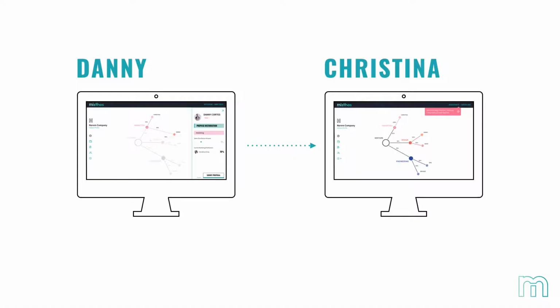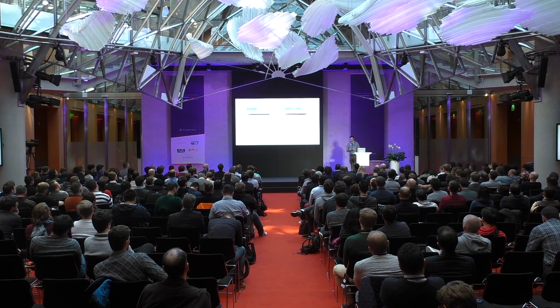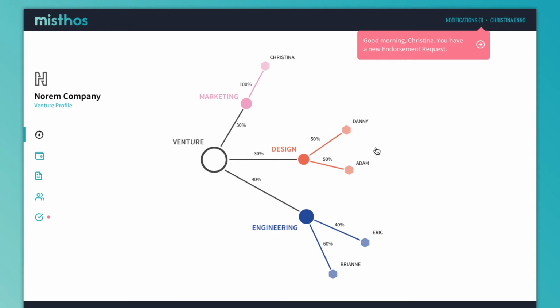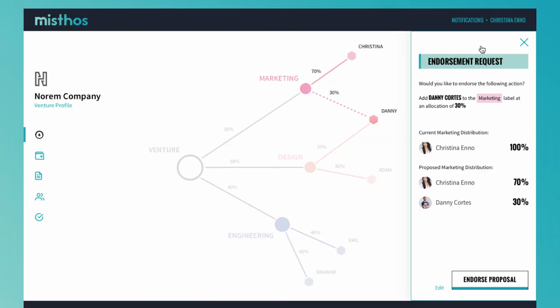Now at this point, a proposal has been submitted to the system of an atomic change to the graph structure. And we'll have a look a little bit at the governance process that will lead to this change becoming accepted. If we log in as Christina, we see that there is a request for an endorsement that she's received, a notification for that. So in Misthos, policies are defined by default that you only require endorsement from the people directly affected by a change. And this is one way in which we can scale the governance mechanism.